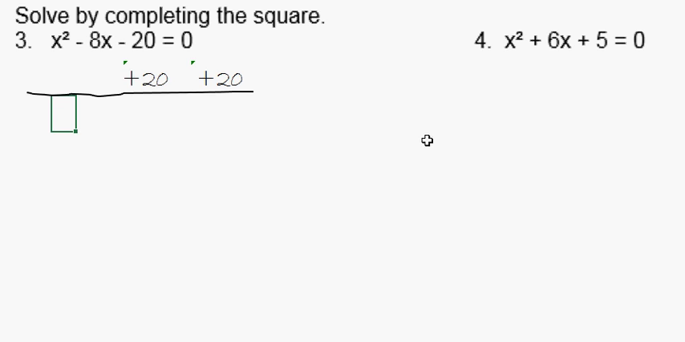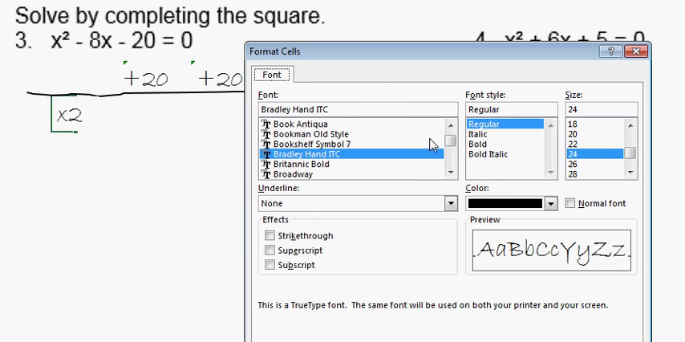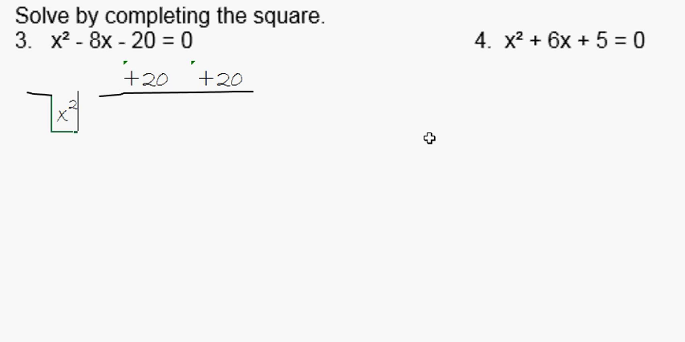Which is going to leave me x squared minus 8x, and that's going to equal 0 plus 20, which is 20.